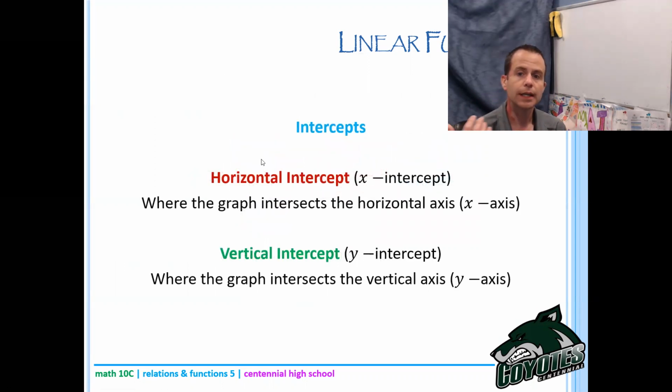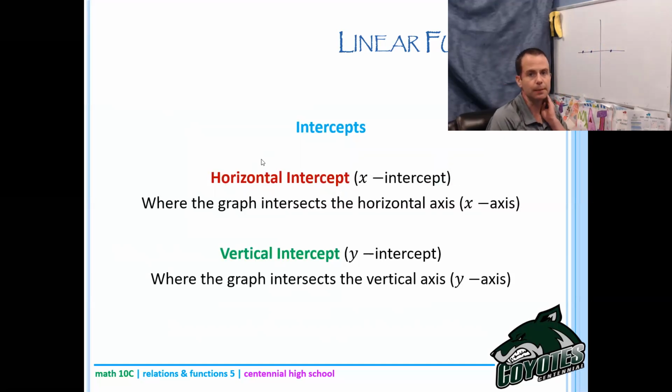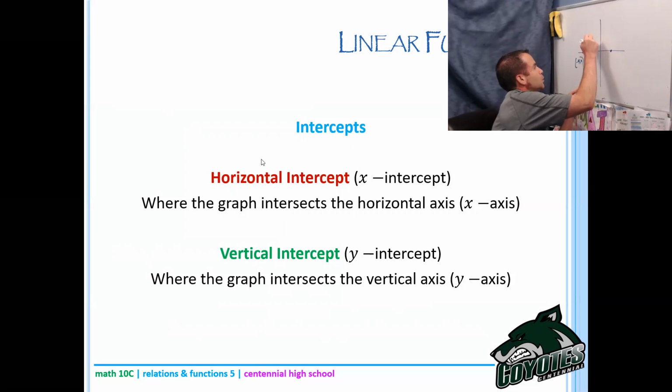Okay, now intercepts, we have two intercepts that we talk about. We talk about the horizontal intercept and the vertical intercept. The horizontal intercept is also known as the x-intercept, and it's where the graph intersects the horizontal axis. Now, I'm going to draw for you a few x-intercepts, and we're going to make a guess at what each of those points might be, okay? So this guy here, I'm gonna say that might be -4, 0. And this guy here might be -2, 0. And this guy here might be 3, 0, okay?